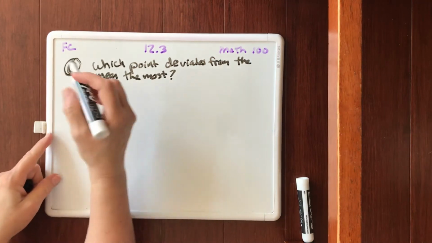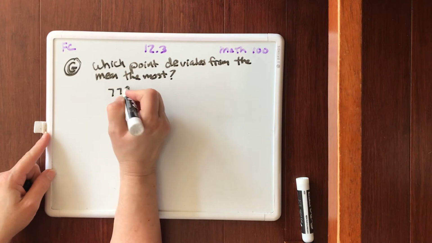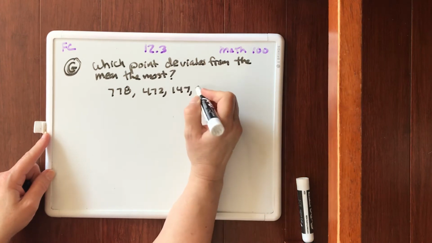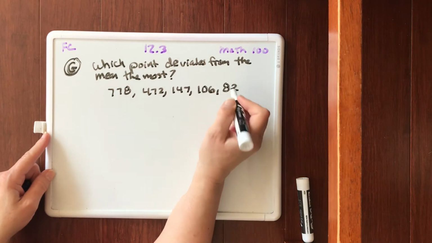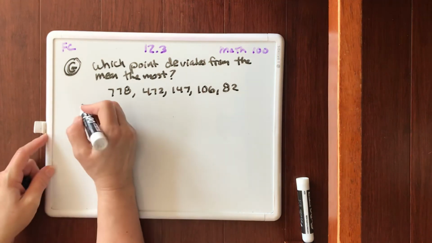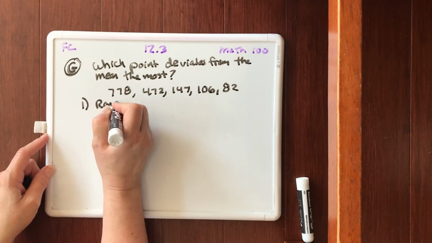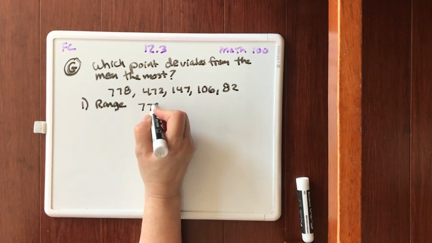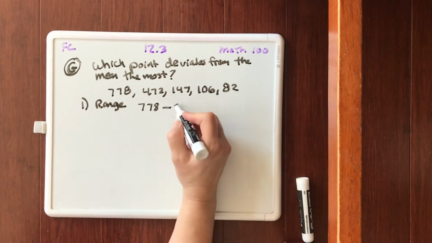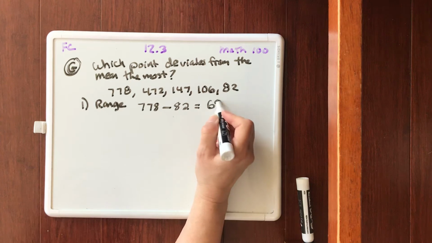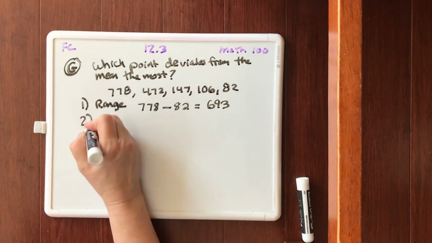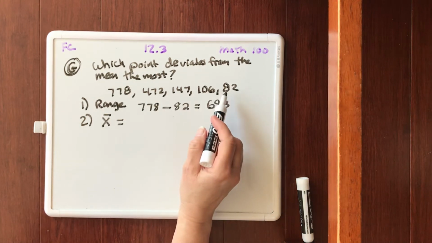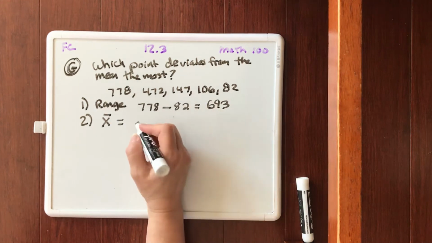Okay, so here we go. Here's some points. We have 778, 472, 147, 106, and 82. Okay, what we're going to do first is we're going to find the range. The range, we take the largest number, which is 778, and we minus the smallest number, which is 82, and that's 693. 2, we're going to find the mean. The mean, we would add all these up and divide by how many we have, which is 1, 2, 3, 4, 5, and the answer is 317.